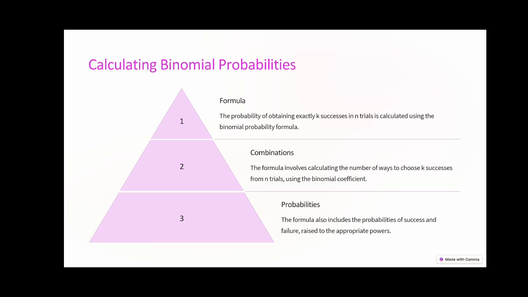Then the formula is binomial coefficient nCk into p raised to k into q raised to n minus k. Q is the probability of failure, which is nothing but 1 minus p.